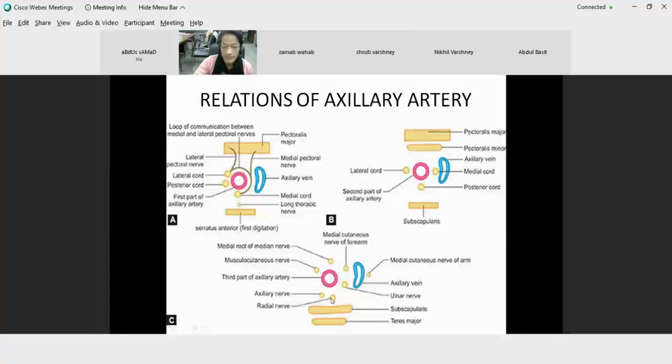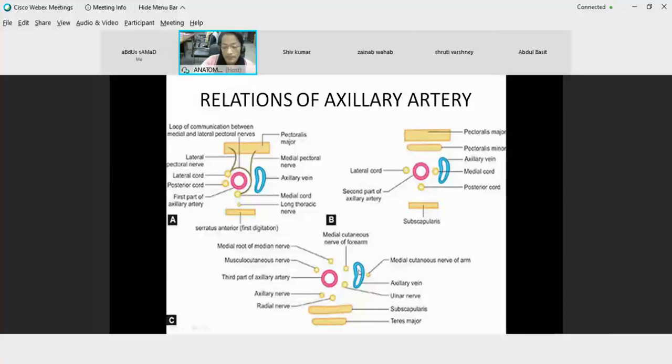Okay. Then posteriorly we have the axillary nerve and radial nerve. Again, the axillary nerve and radial nerve are arising from the posterior cord. Yes, from the brachial plexus we have the axillary nerve and radial nerve. Posterior relation, then we have subscapularis muscle and teres major muscle posteriorly. Okay, posteriorly four relations: axillary nerve, radial nerve, subscapularis muscle and teres major muscle.